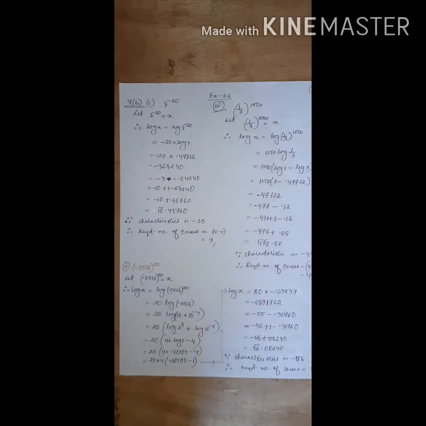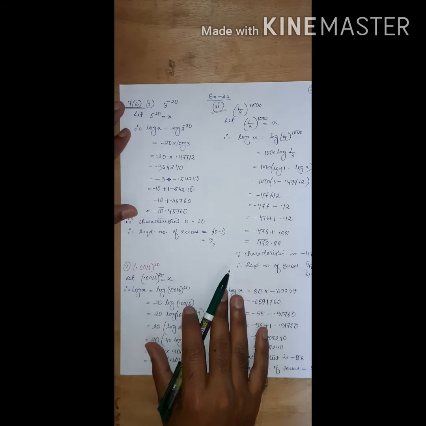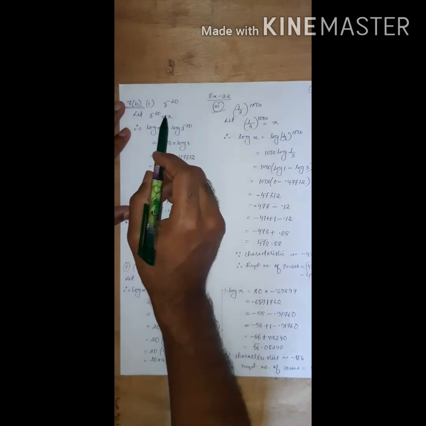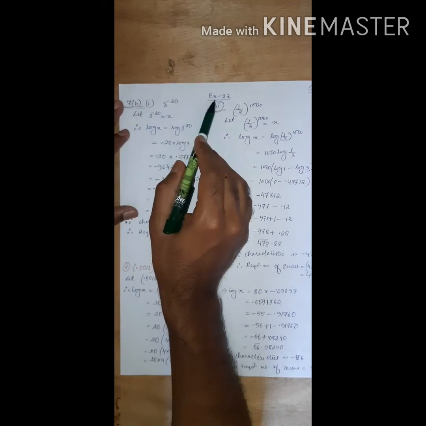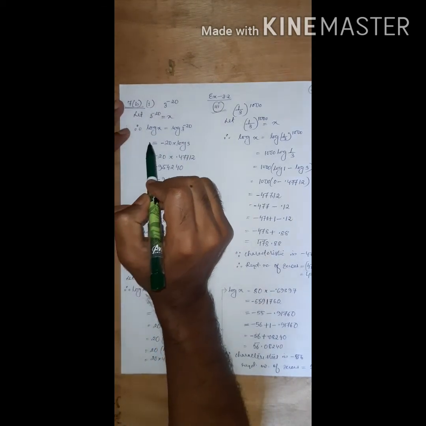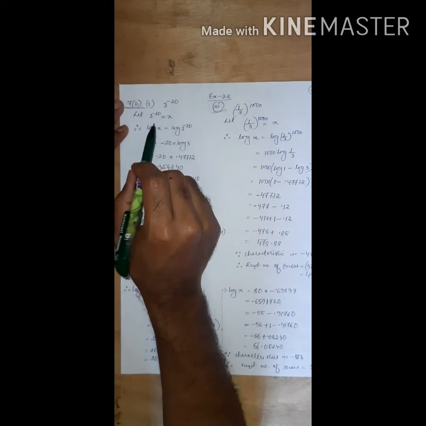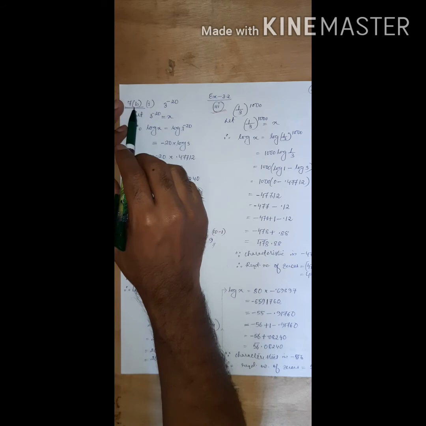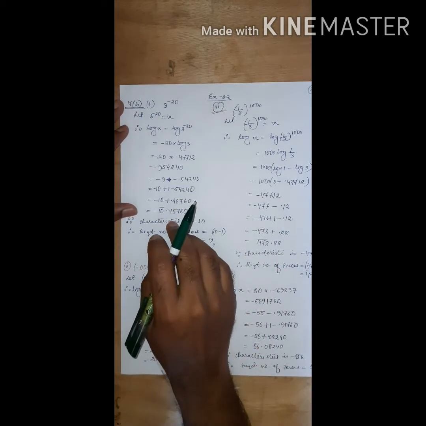Hello students, in this video we'll be discussing the solution of question number 7b, exercise 3.2, from the chapter Logarithm of class 9. Here in 7b, the question is given in the textbook. We are asked to find out the number of zeros.